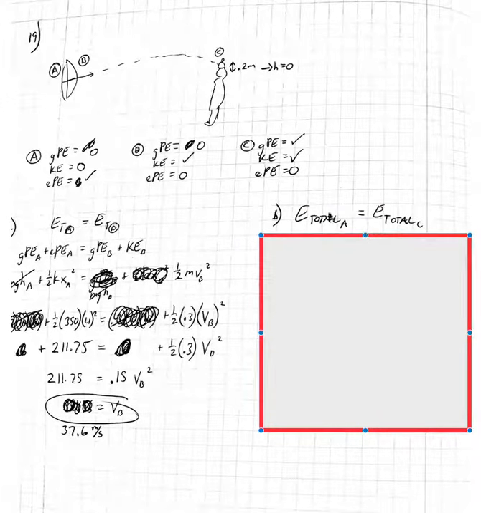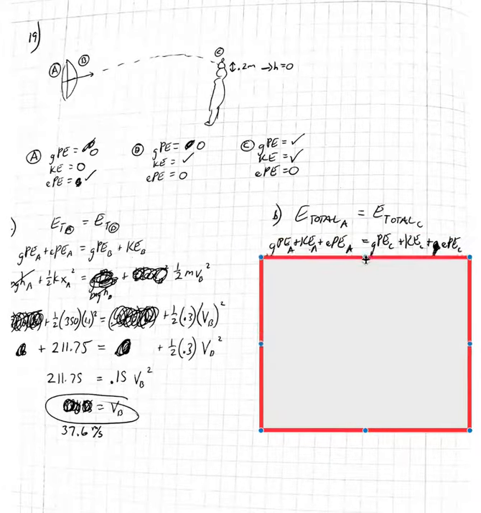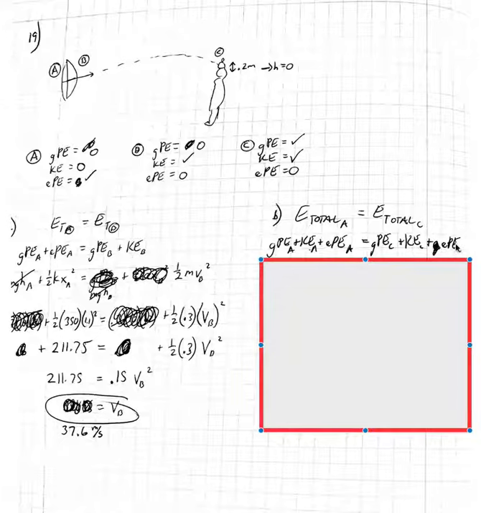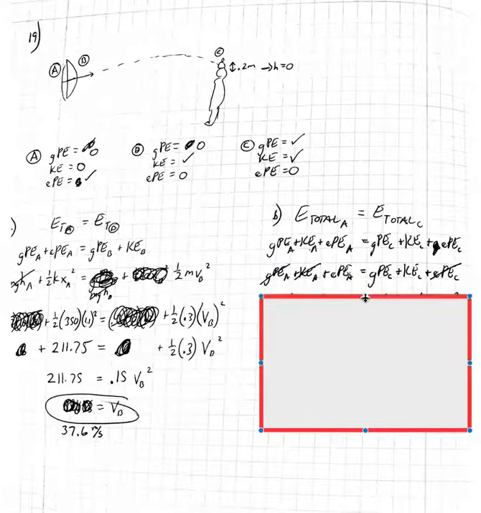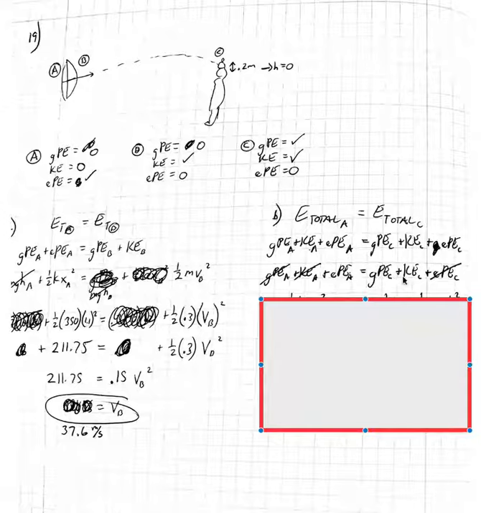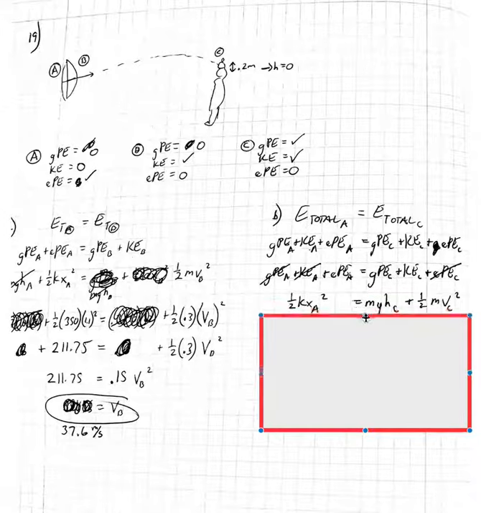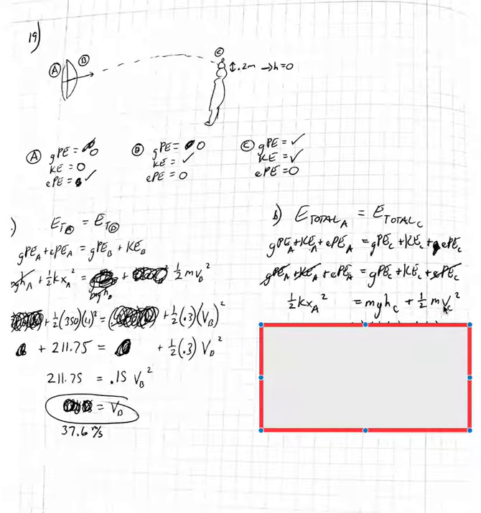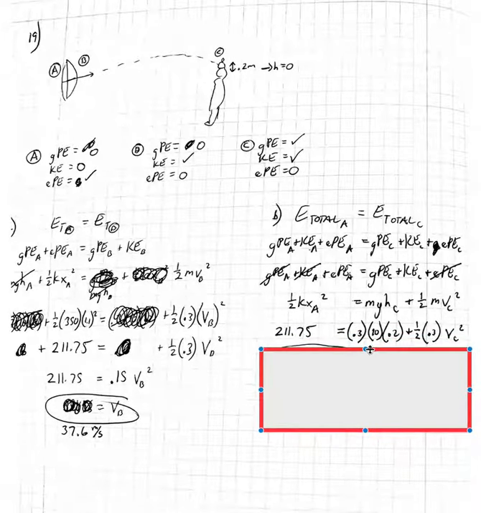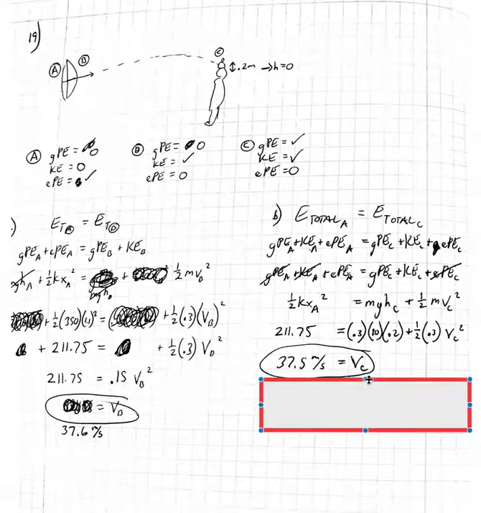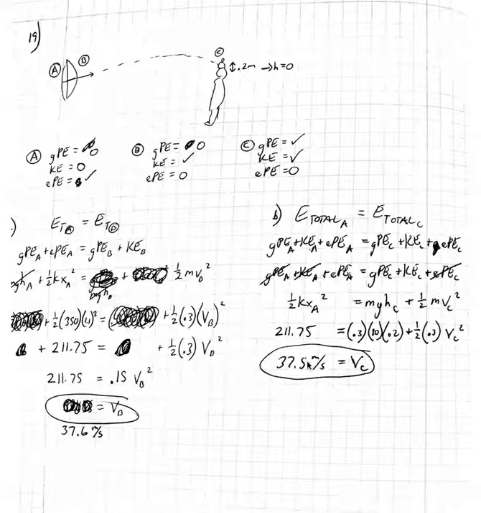So we can say the total at A is equal to the total at C. If that's the case, these are the possible types it could have, but we already have determined which ones it does. So we can say that there's only elastic at point A, there's gravitational and kinetic at point C. Doing that, this again is just writing it out, putting in the numbers that we know, and then solving, and we get that the velocity at C is 37.5 meters per second.